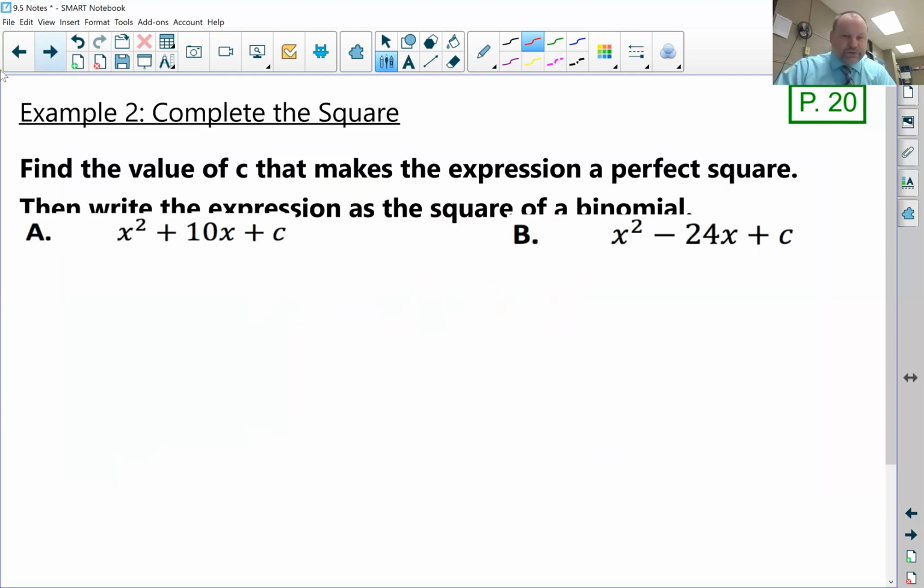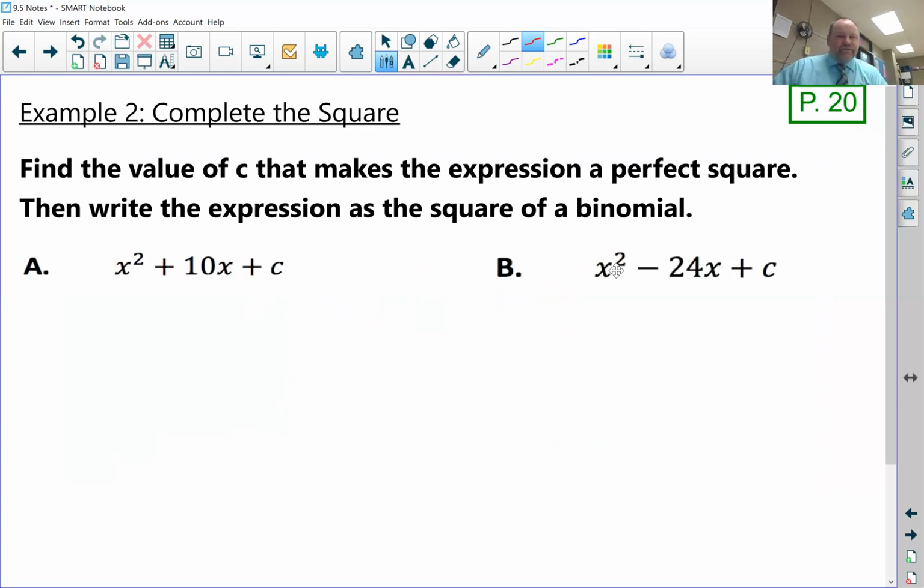All right, so find the value of c that makes the expression a perfect square, then write the expression as the square of a binomial. In other words, we're going to write the expression, find the value of c, and then write that expression.